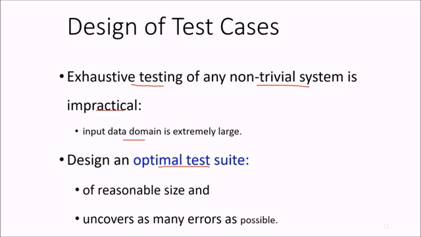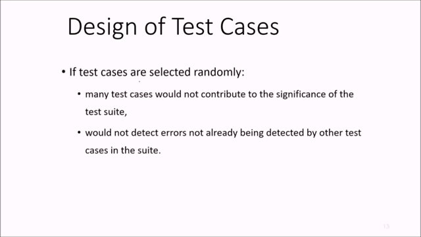So we design an optimal test suite, which will be of a reasonable size and will uncover as many errors as could be there. It uncovers or resurfaces the errors which are possible, and many of them. So designing an optimal test suite means a reasonable size and uncovering as many errors as possible.